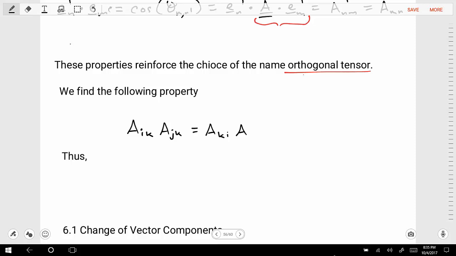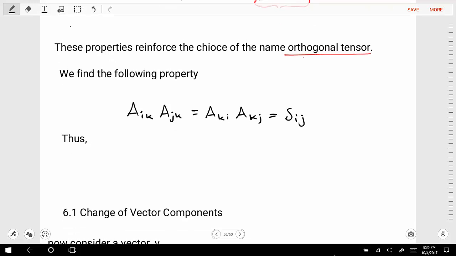So we have A_ik A_jk equal to A_ki A_kj, which is equal to our Kronecker delta, delta_ij. So in our index notation, what we're doing here is switching the dummy variable k, switching its position, whether it's on the column or on the row in the operation. Either form of that gives us the Kronecker delta.